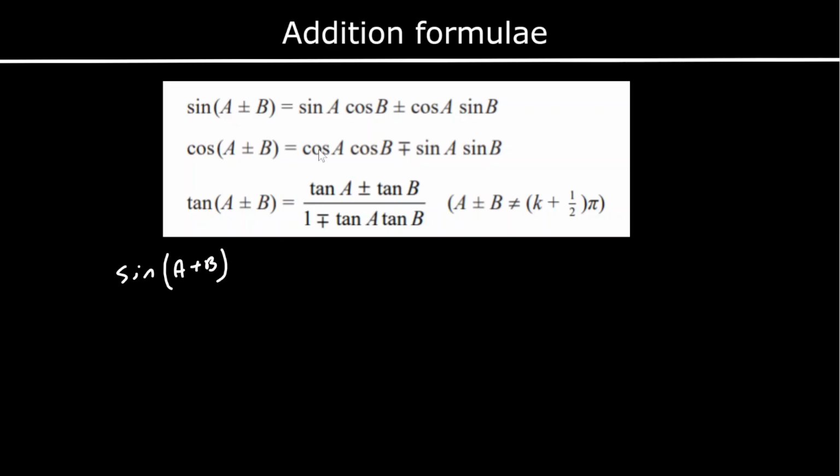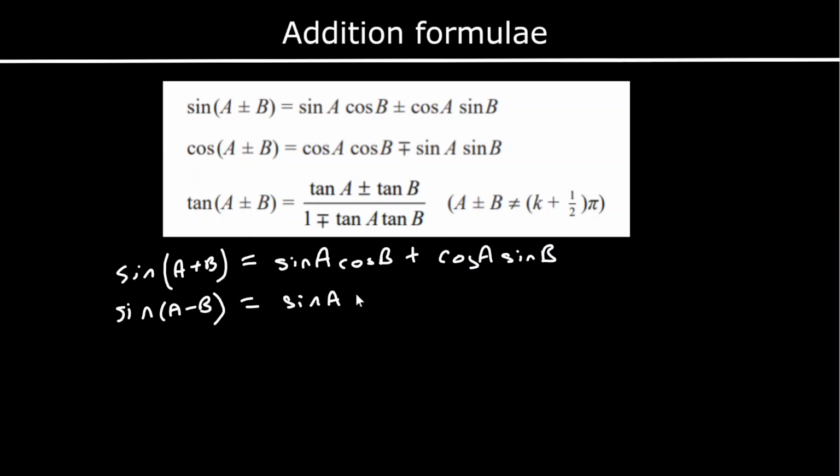And if it's the top one in the first one, it's the top one in the second one. So it's sine A cos B plus cos A sine B. Or if we use the bottom one, we use the bottom one the next time. So sine A minus B is equal to sine A cos B minus cos A sine B.